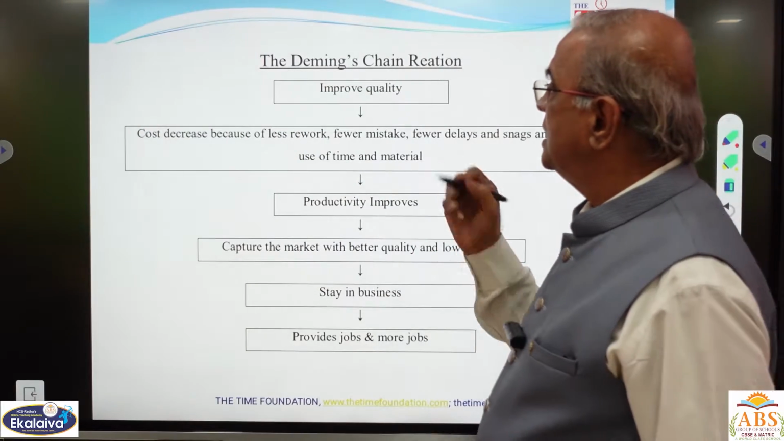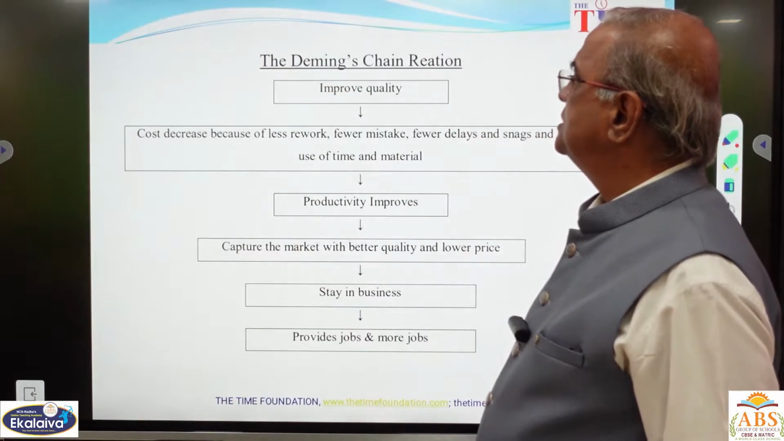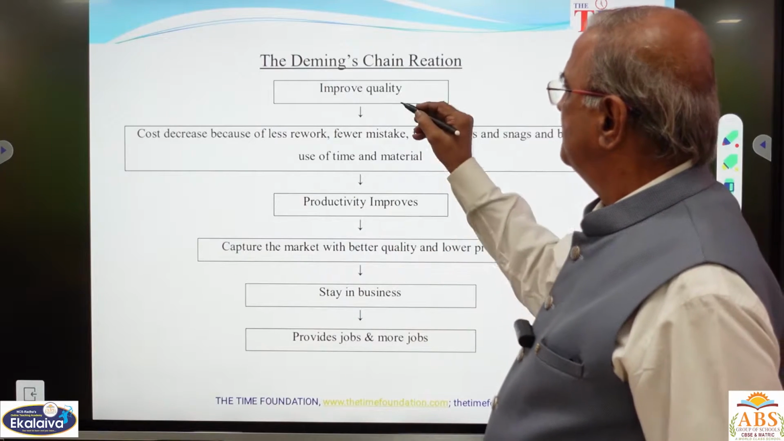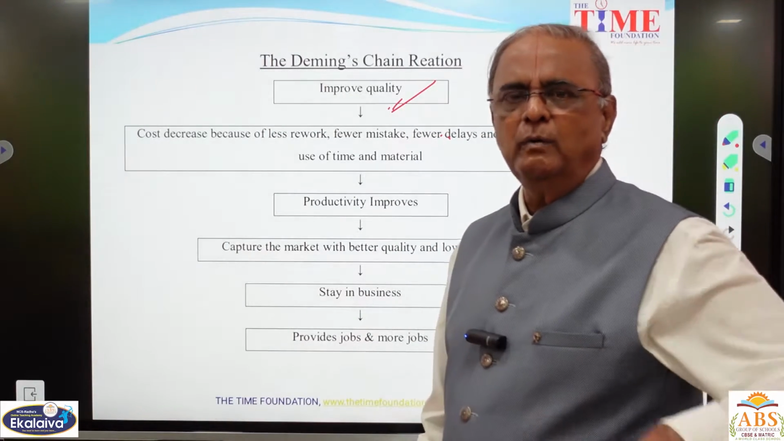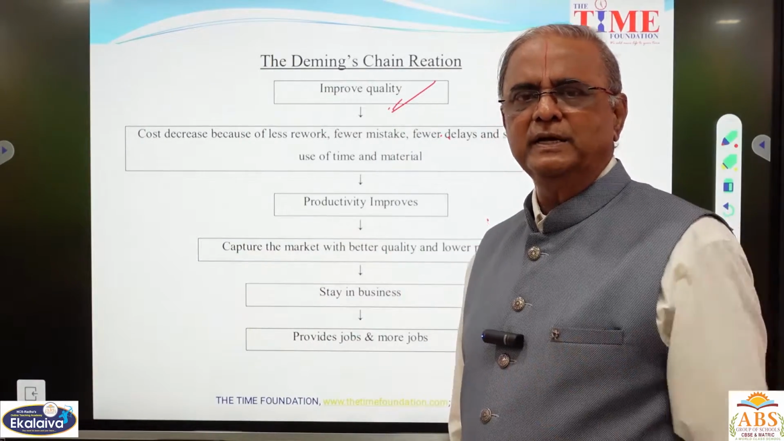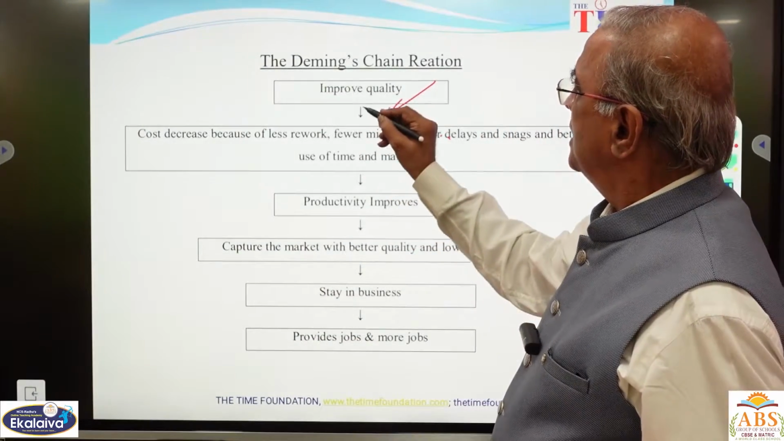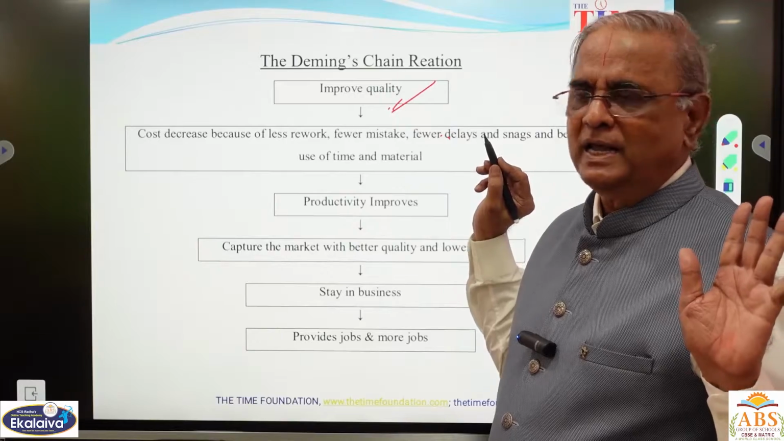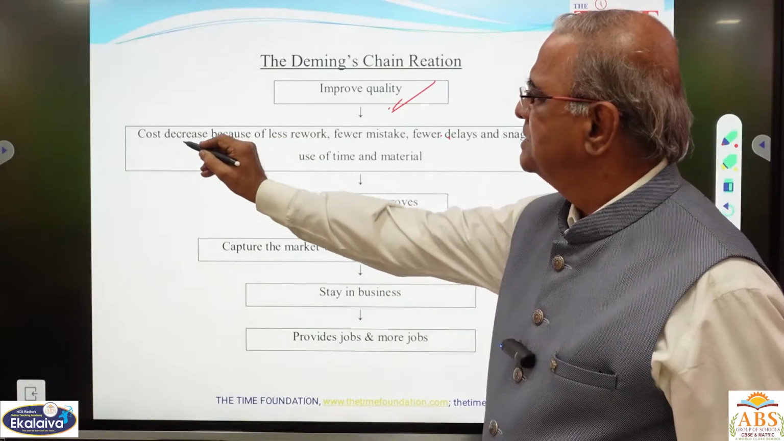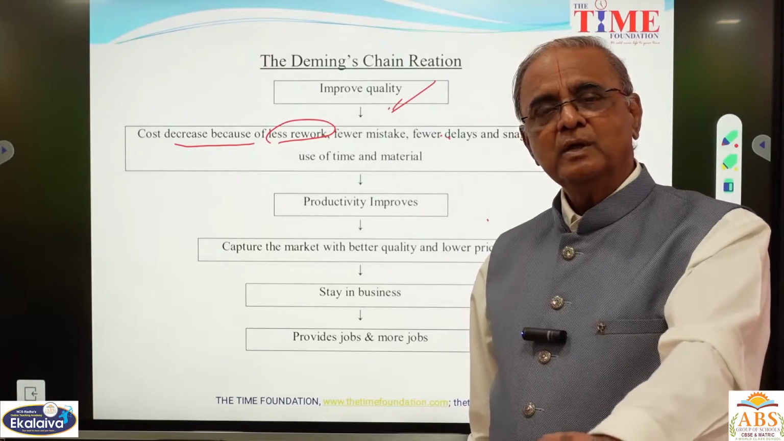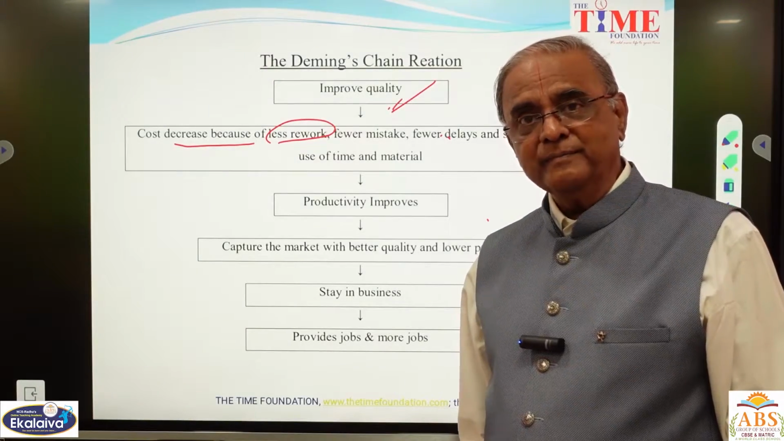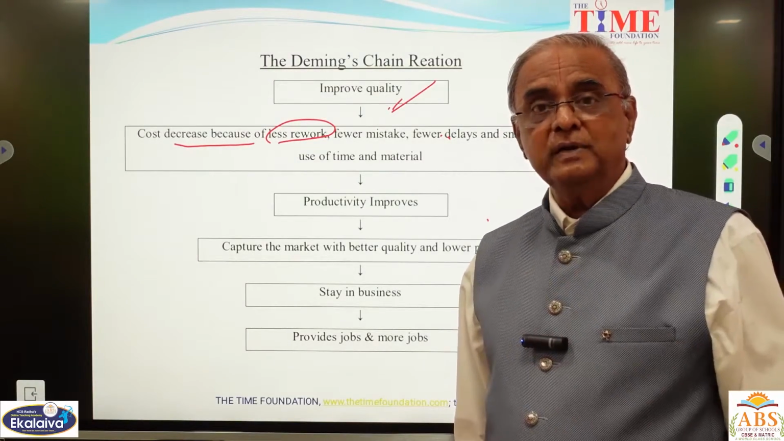Now, in TQM, this is called the diminishing chain reaction, right? First of all, improve the quality. Outcome at the end of 1 year, 2 years, where we have implemented TQM. Once we have improved the quality, you know what happens? Cost decreases because of less rework, less failure. Teacher's time is used productively. Student's time is used productively.